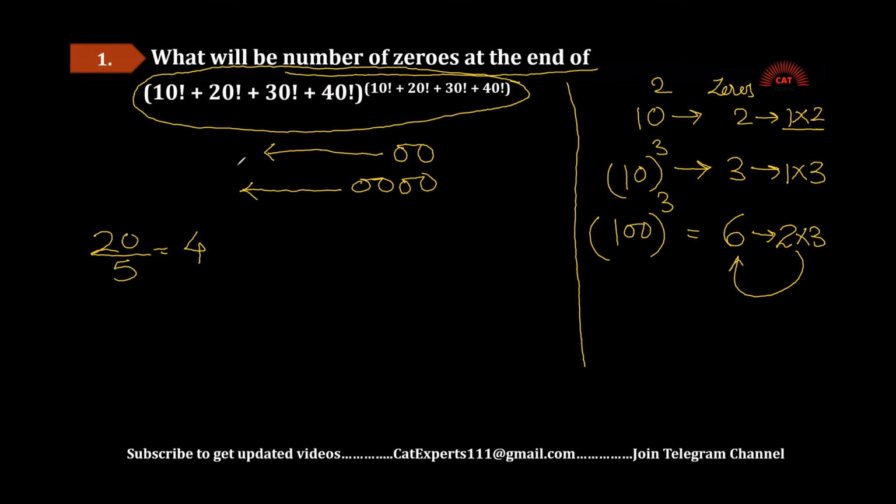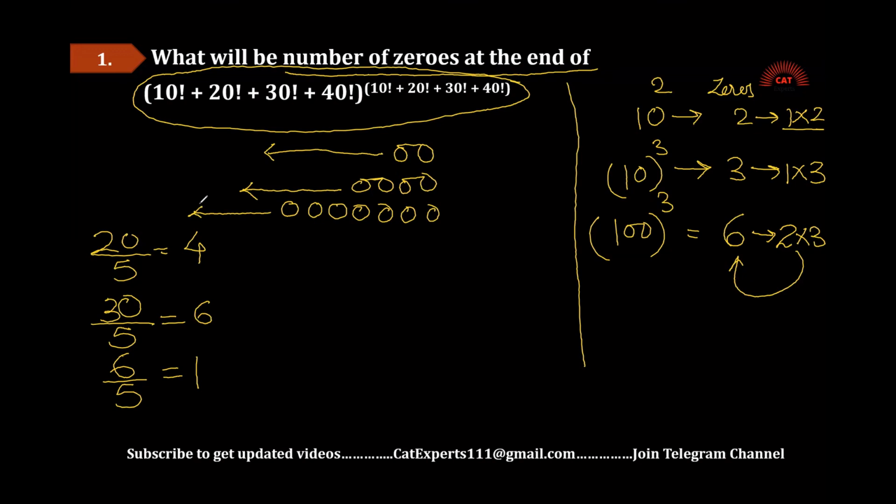What will happen in 30 factorial? Number of zeros in 30 factorial. 30 by 5 will be 6. 6 by 5 is going to be 1. Am I right? 30 by 5 is 6, 6 by 5 is 1. So the total number of zeros at the end of the expansion of 30 factorial should be 7. So 1, 2, 3, 4, 5, 6, 7, and the rest of the digits on its left.